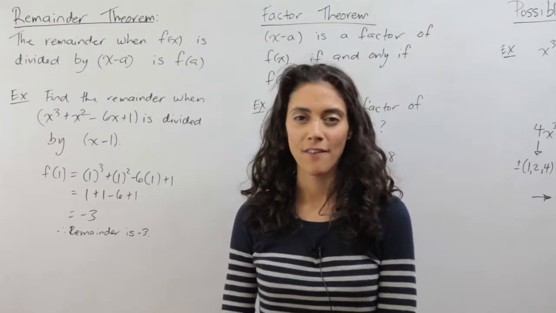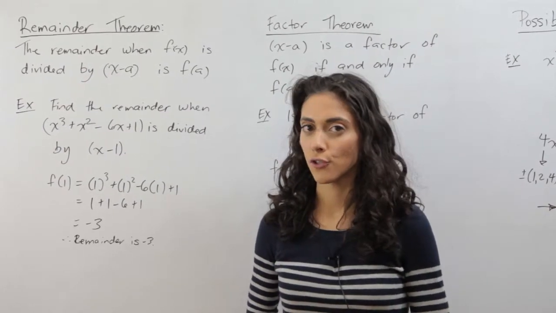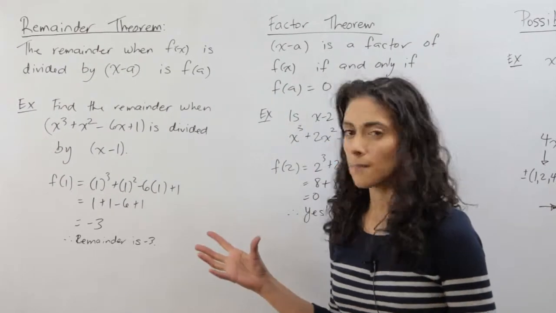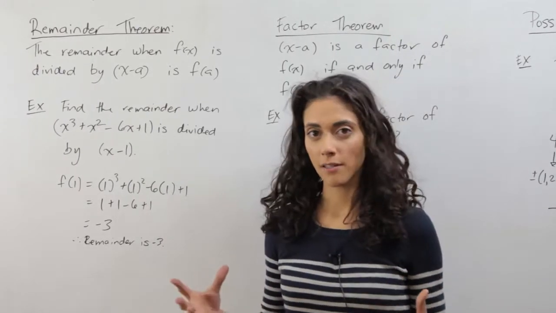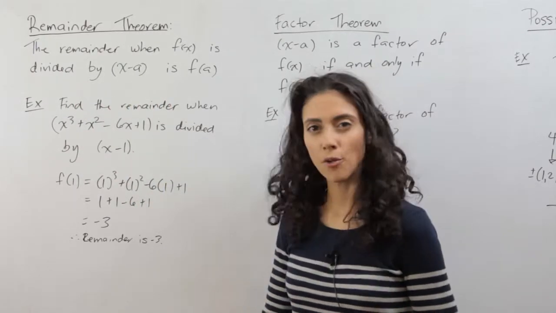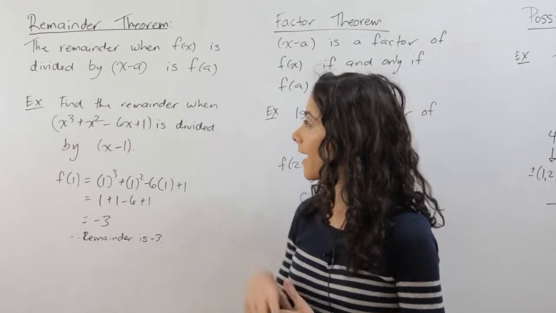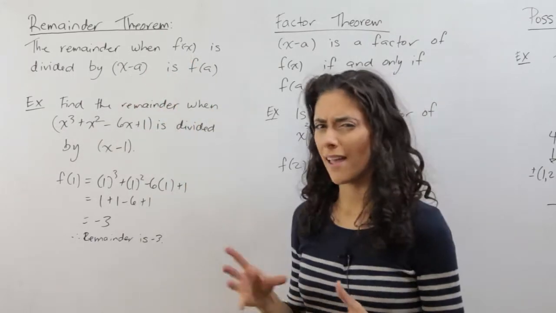The ultimate goal is to factor polynomials of degree 3, 4, 5, etc. You already know how to factor degree 2. Before we get there, we need some theorems. The remainder theorem says that when you take some polynomial, let's call it f of x, and divide it by some linear binomial, let's call it x minus a, the remainder is simply f evaluated at a.